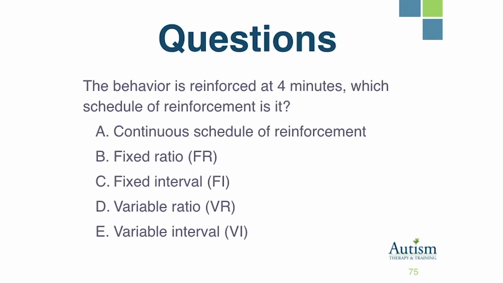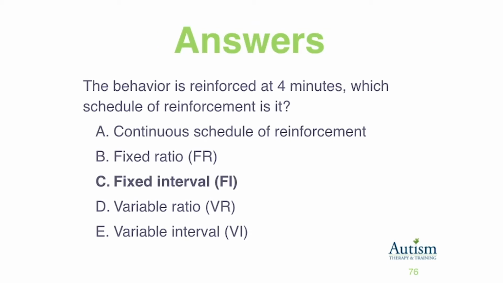The behavior is reinforced at 4 minutes. Which schedule of reinforcement is it? A, continuous schedule of reinforcement, B, fixed ratio, C, fixed interval, D, variable ratio, or E, variable interval? And the correct response is C, fixed interval.